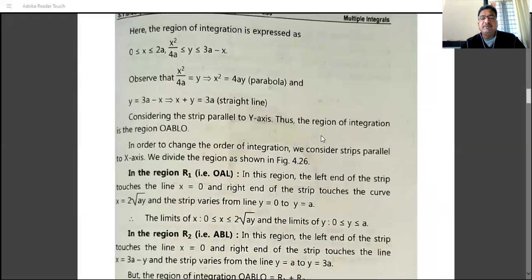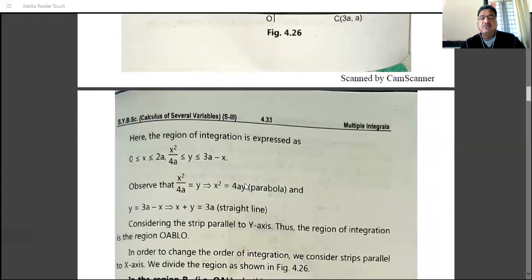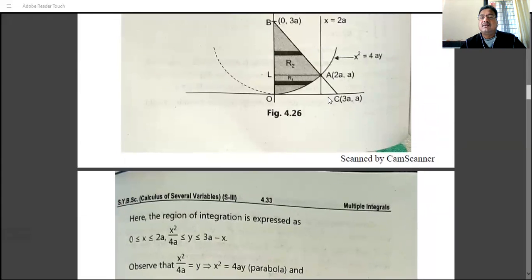So how can we find this point of contact? Solve these 2 equations: x square is equal to 4ay, and x plus y is equal to 3a. That is, substitute x as 3a minus y, then square it and solve this. We have the answer x is 2a and y is a. So this is the point of contact.